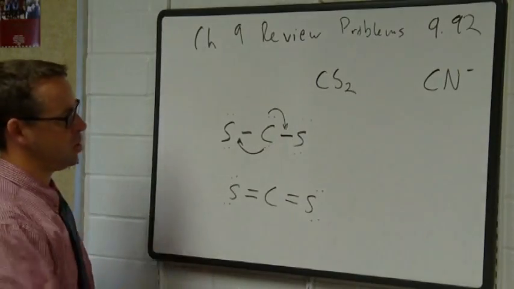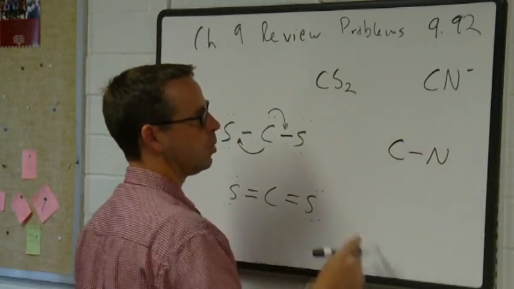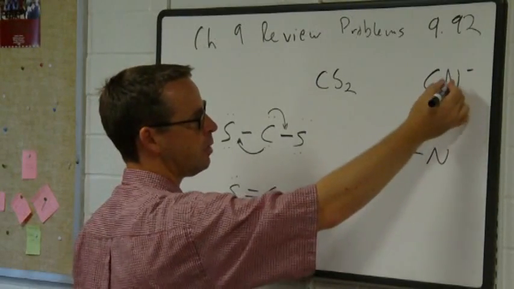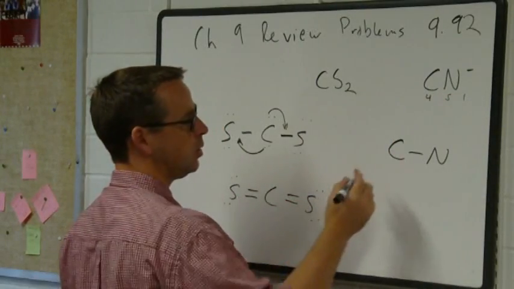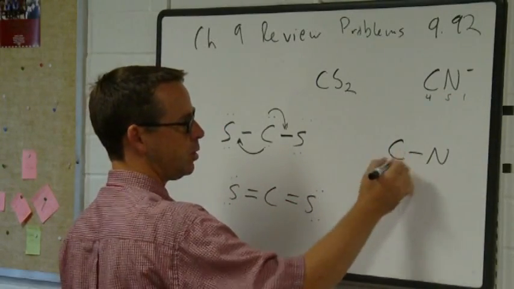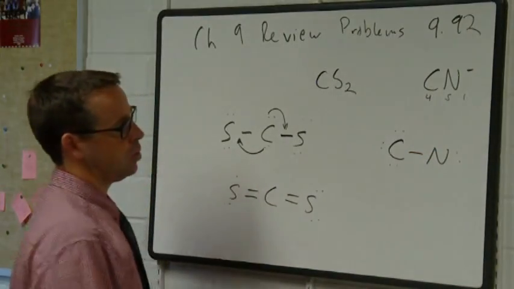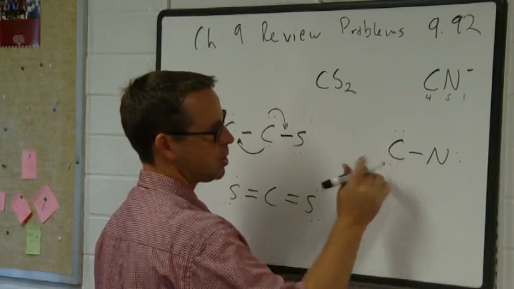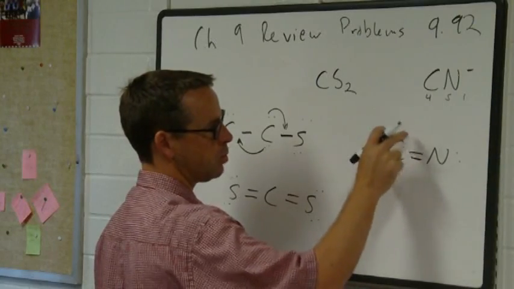All right, so that shows us the carbon disulfide. CN: we have 4 electrons brought by carbon, 5 here and 1 here, so that's 10 electrons altogether. Carbon, 1, 2 here, 3, 4, 5, 6, 7, 8, 9, 10. So nitrogen only has 4 electrons around it, so we're going to bring in some of these double bonds. Now it has 1, 2, 3, 4, 5, 6. Carbon has 1, 2, 3, 4, 5, 6, 7, 8.